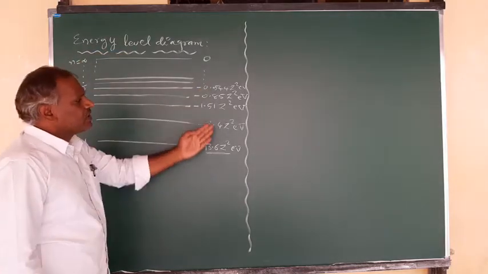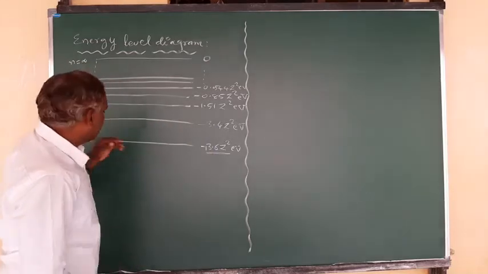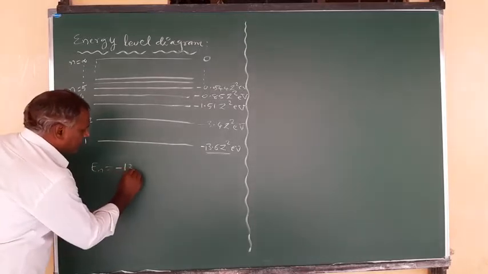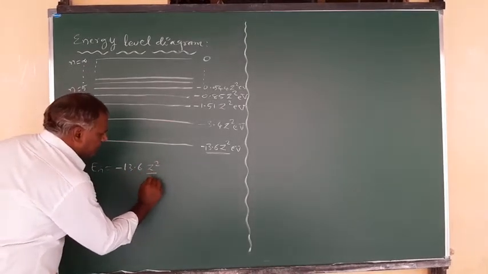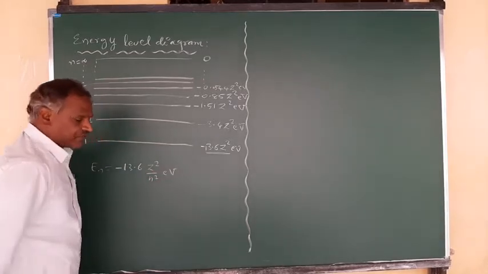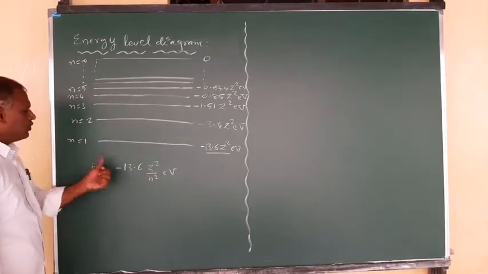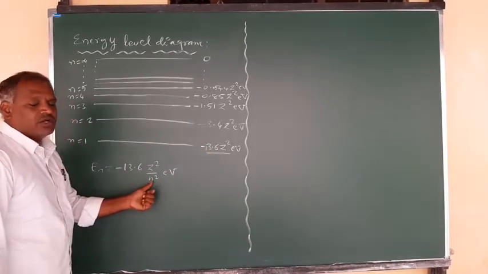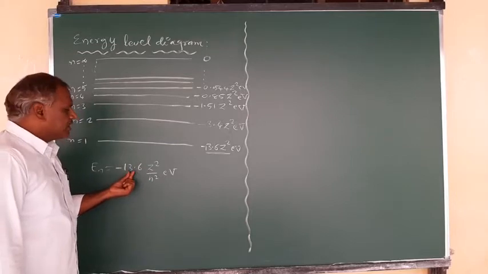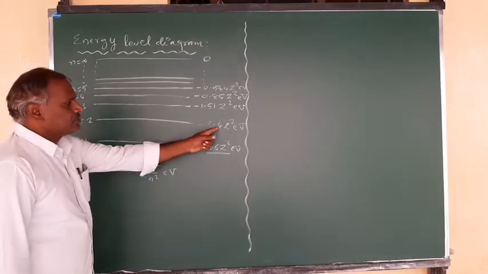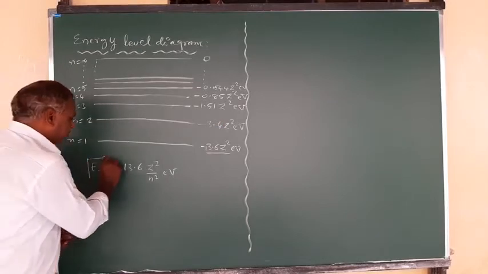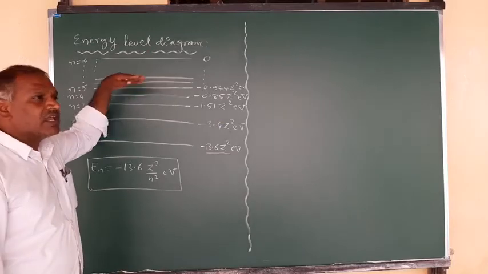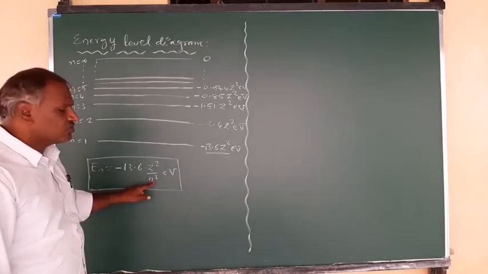So how do you get this? Just by using the formula, the energy equation E_n is equal to minus 13.6 Z square upon n square, in electron volts. By varying the n value, put n equal to 1, then you get this value. If you put n equal to 2, 2 square is 4, so dividing, you get 3.4. Like that, using this equation, the energy of the electron in the respective energy levels can be determined by substituting the n value.